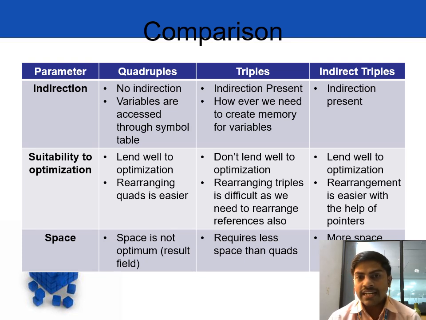However, there is no indirection present, as we know very well. In the case of indirect triples, indirection is present by default, as the name itself states. It lends itself well to optimization because rearrangement will not affect the answers or flow. We need not have any other task to be done. But it requires more space because there is a triple and there is an indirect triple. Both go hand in hand with indirect triples. So the amount of memory required is much more when compared to the other two implementations. So these are the three different implementations of intermediate languages.